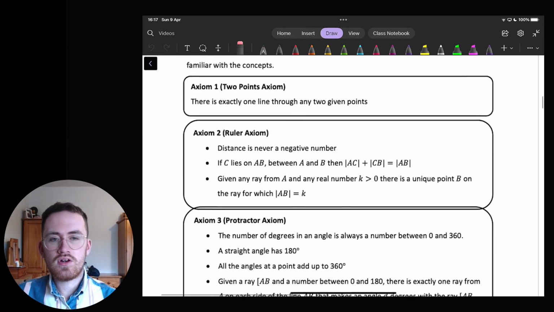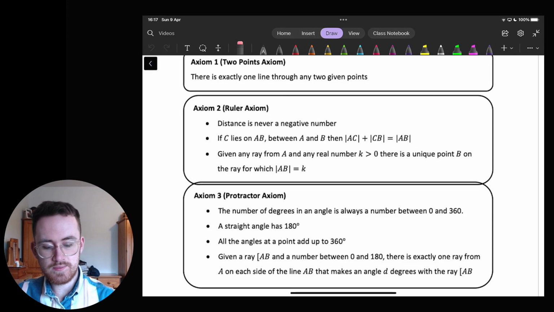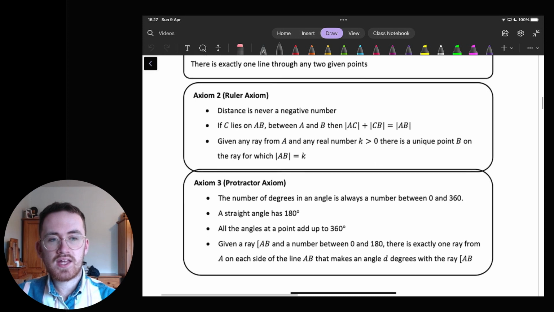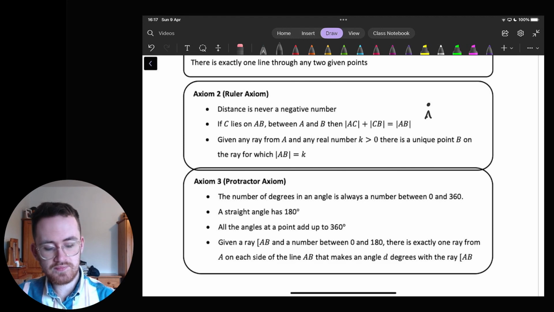The second one, called the ruler axiom, is that distance is never negative, so distance can only be positive. If C is on AB between the 2 points A and B, then if I add up the distance from A to C and the distance from C to B, that will be the same as the distance from A to B. Again, fairly straightforward. And given any ray from A and any real number K, there is a unique point B on the ray for which the distance from A to B is equal to K. All that means is if I have a point A, and I draw a line and pick any number, say 5, then there's some point B that will be a distance of 5 away from A. That's all it means.